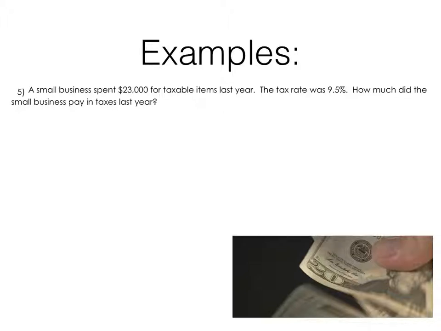Small business spent $23,000 for taxable items last year. The tax rate was 9.5%. How much did the small business pay in taxes last year? You pay taxes, so this is taxes on the things that you purchase. Okay? So I think what this is actually saying is you spent this much money and this is the sales tax rate. So how much did they pay in sales tax? So that's fine. All right. So again, write your find question. Pause it and try it on your own.